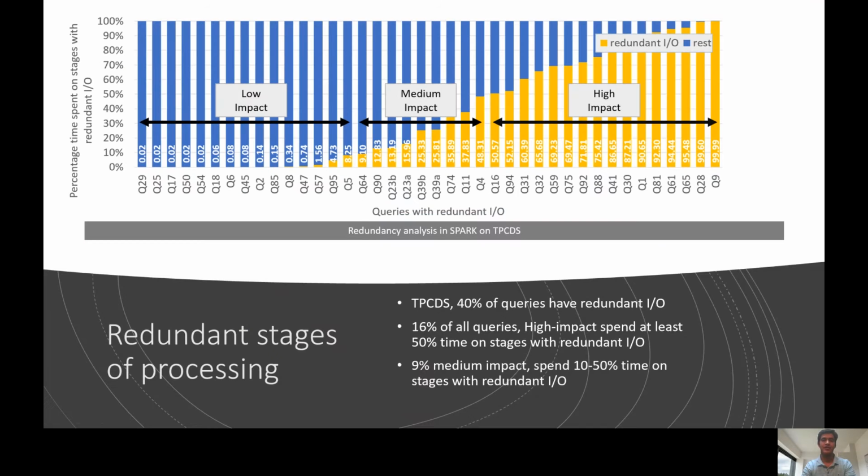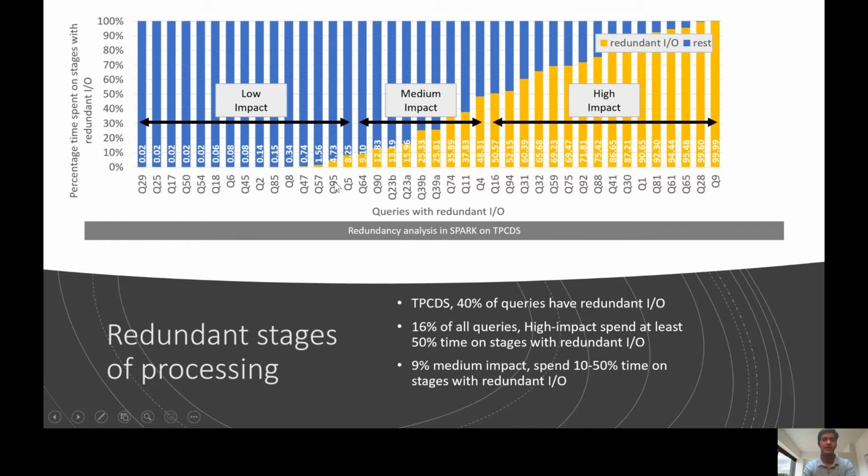Despite this, we find that state-of-the-art query optimizers produce plans with several redundant stages. We analyzed a standard big data benchmark called TPCDS, and we find that among the 104 queries in TPCDS, the Spark query optimizer produces plans with unnecessary stages in 40 of them. What the graph is showing is for these queries, how much time is spent in stages which process some data which is also being processed by another stage in the same query.